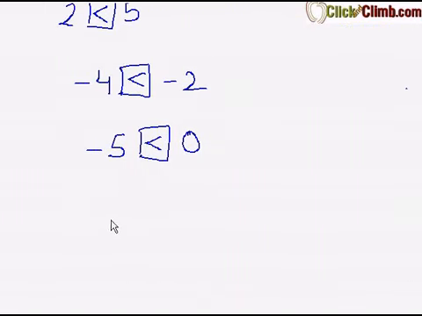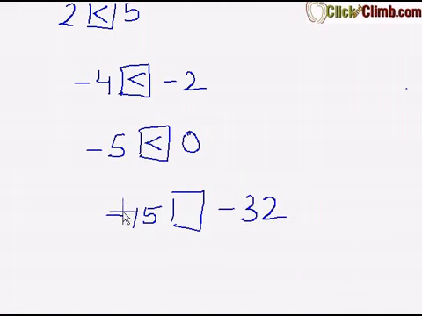We can just imagine the numbers on the number line. So let us try to compare -15 with a number, say -32. We can just imagine the number line and see that -15 lies to the right of -32. So -15 is greater than the number -32.